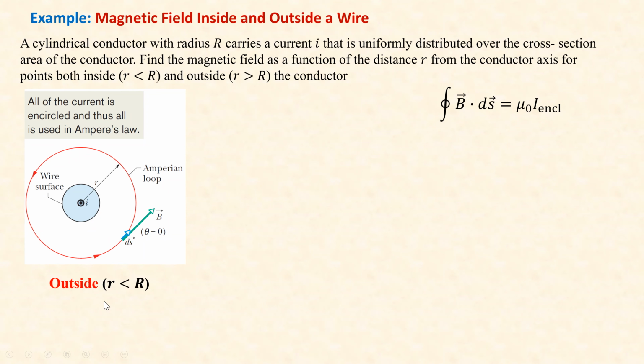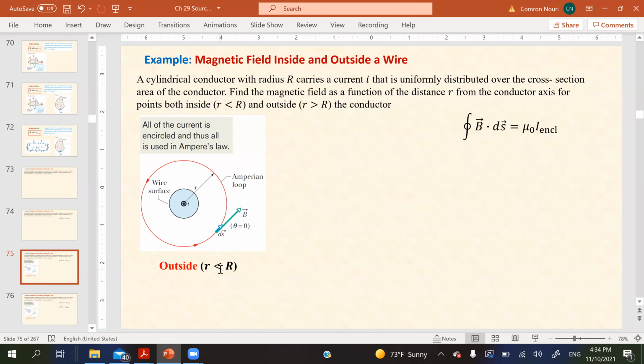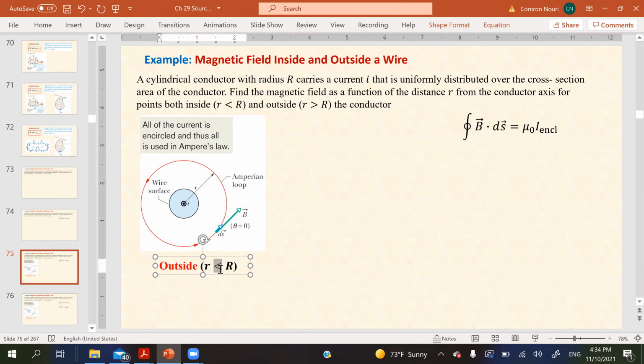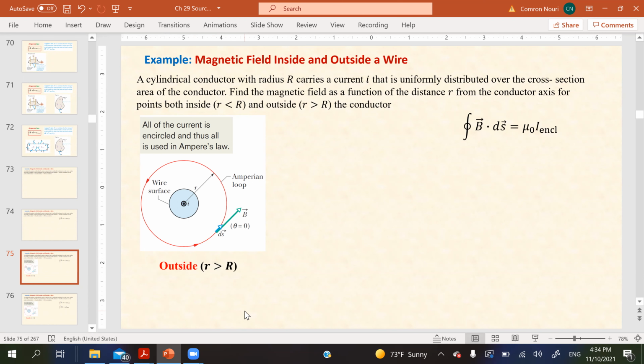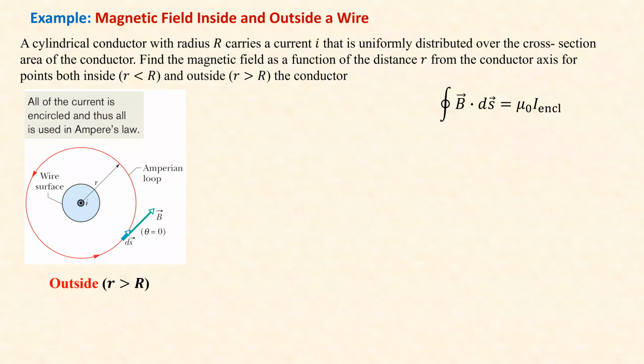And in this case, outside means r is greater than R. My apologies, it should be the other way around. Outside means r is greater than R. I will turn back because I have several slides with this mistake.